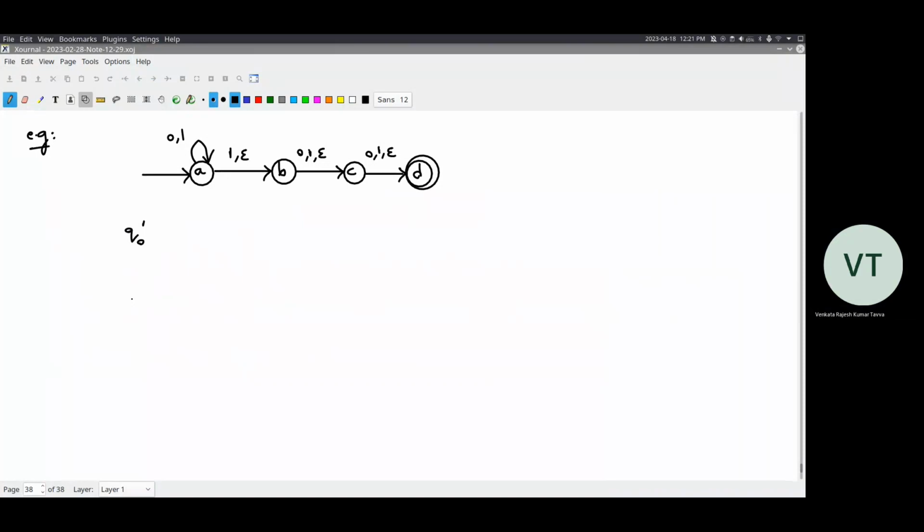ABCD. From A, you can reach all the other states through epsilon arrows. So all of them put together will be your start state. All right. So Q naught dash is E of A. And what all states can be reached from A with 0 or more epsilon arrows? A itself, B, C, and D.